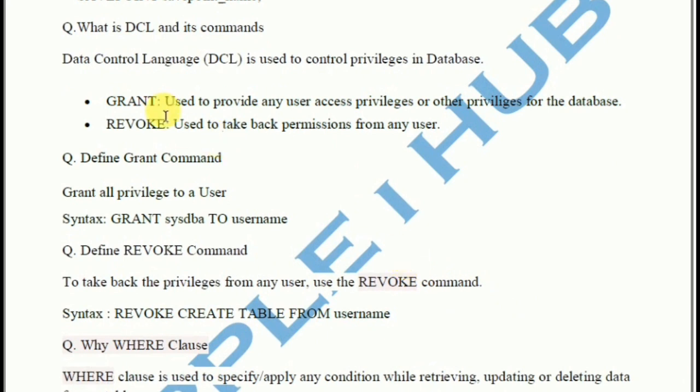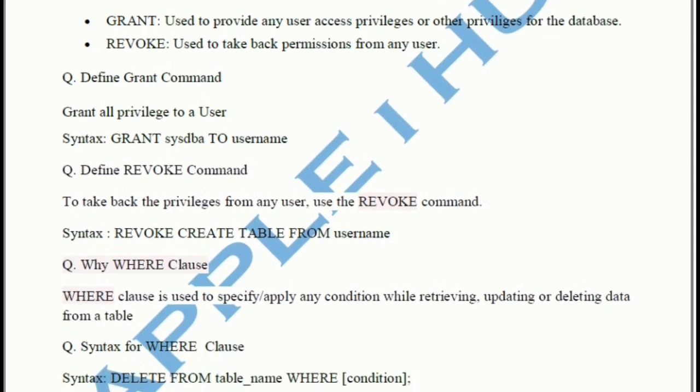DCL commands. We have grant and revoke. Grant means what? Grant all privileges to a user. Okay, so this is the syntax. Revoke is to take back the privileges from any user. That is the revoke command. So this is the syntax.